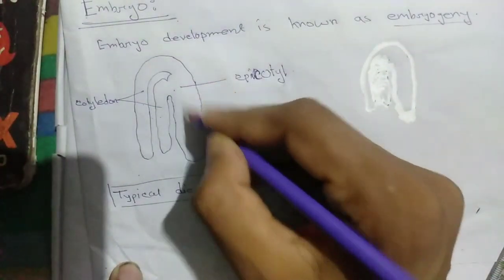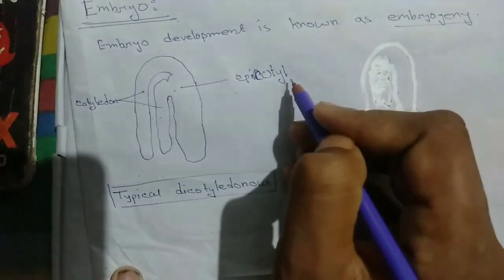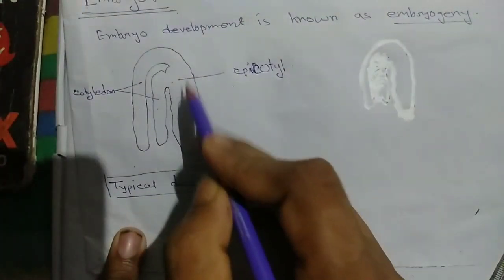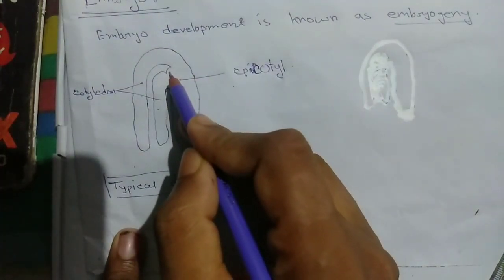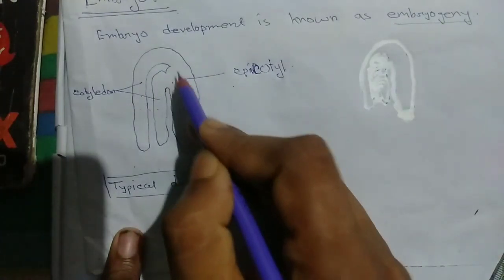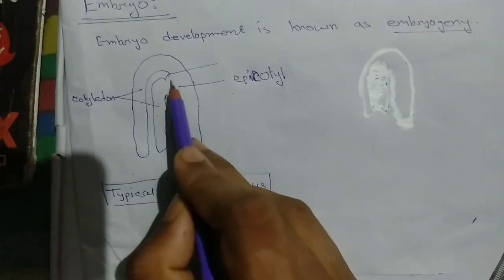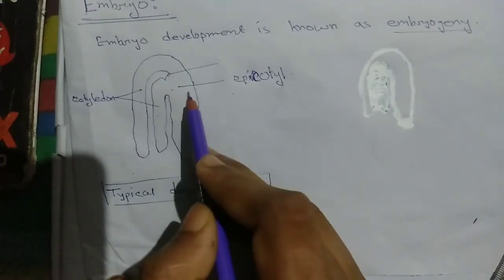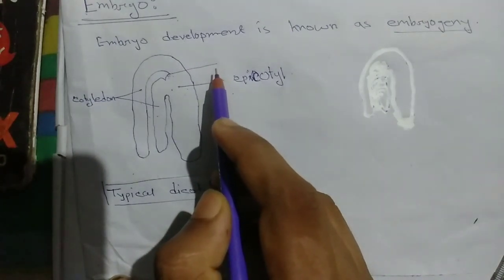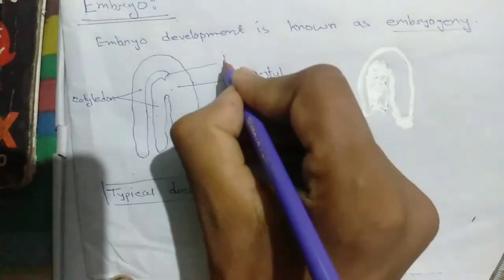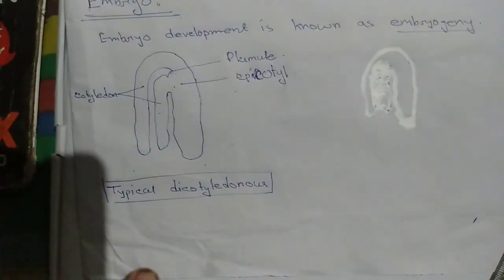Always remember, in the embryonal axis, this above part is known as the epicotyl. The end part of the embryonal axis, after the epicotyl, this last end, this terminating portion is known as the plumule, or stem tip.